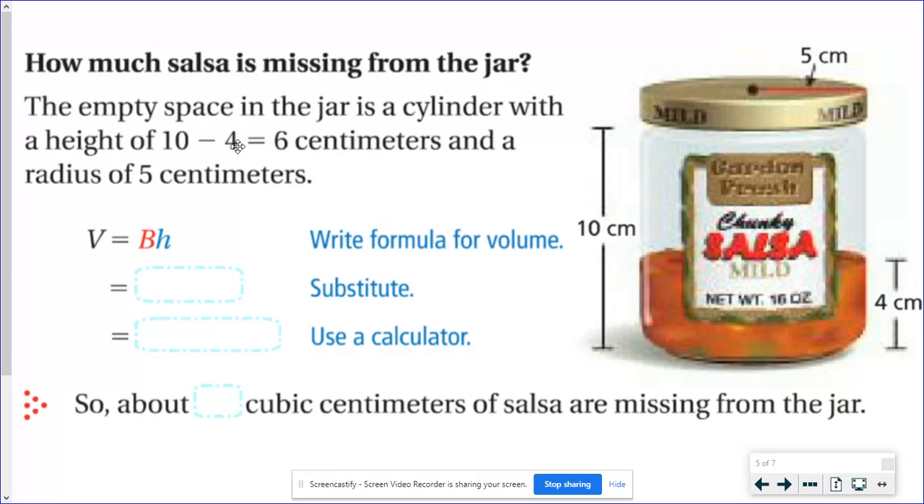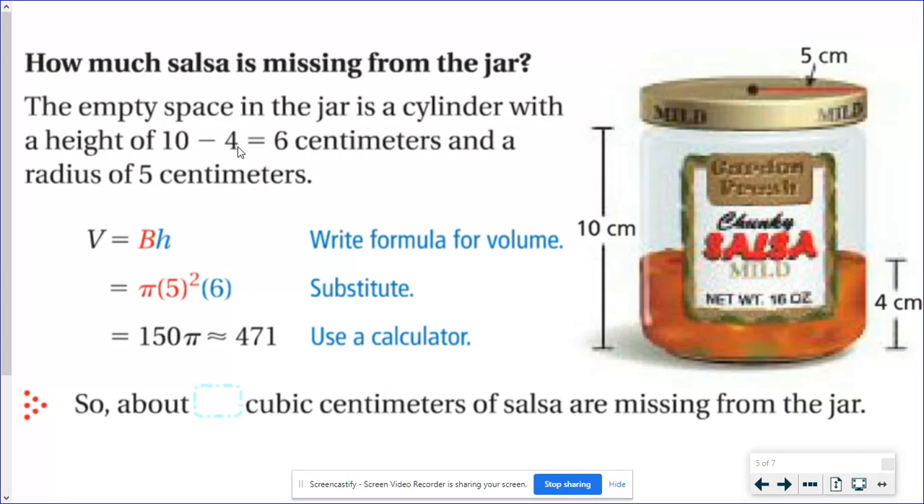centimeters of empty space. And they're giving me the radius again. The radius of this jar is 5 centimeters. So I'm going to put in all the stuff that I know. Pi, the radius is 5 squared, and the height of the empty space is 6. So the exact answer in here, if I would do 5 times 5, that's 25. 25 times 6 would be 150, and then I would still have to multiply by pi.